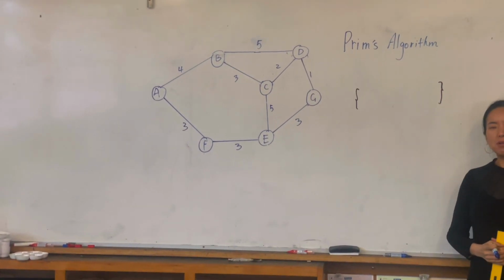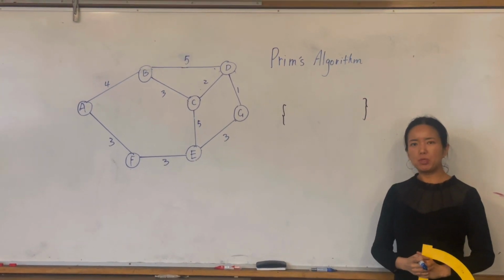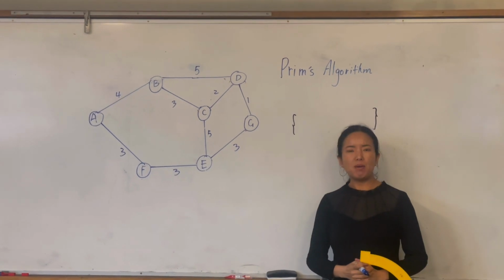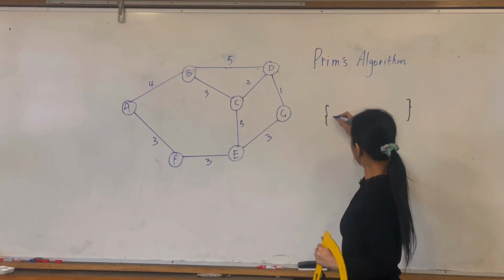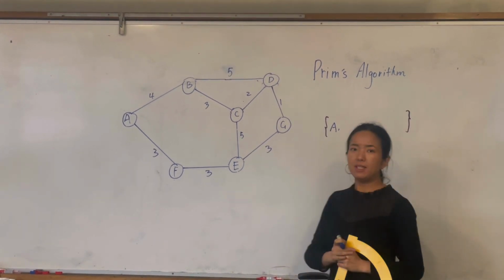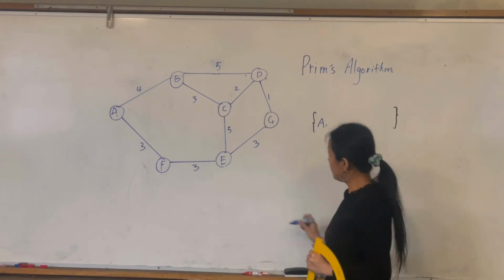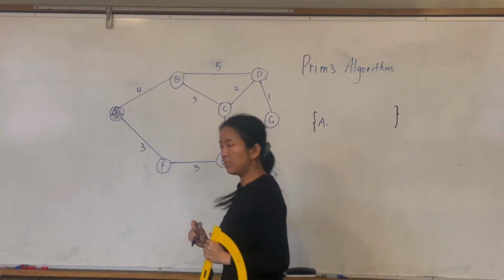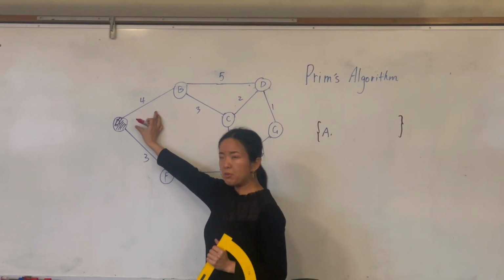I'll introduce Prim's algorithm today. Prim's algorithm is a greedy algorithm to find the minimum spanning tree. Let's start from an arbitrary node. Here I will pick the node A, and I keep A in the set of visited nodes. Then I will update A as visited.